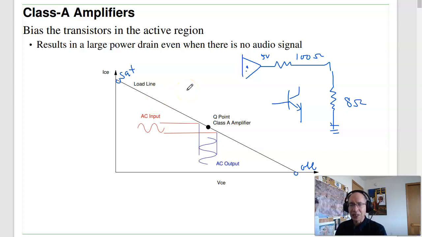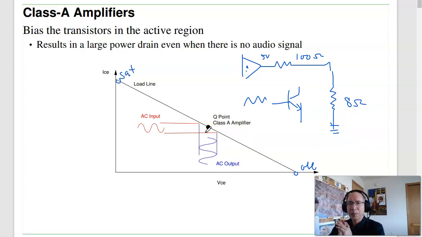Well, in analog electronics, I don't want to do that. I want to operate over here. The reason being is if I have a sine wave coming in for current, I want to go up and down the load line and get a sine wave out. Over here on the off side, I'm going to saturate. Over here, I'm going to clip. I need to be in the active region. That's called a Class A amplifier.